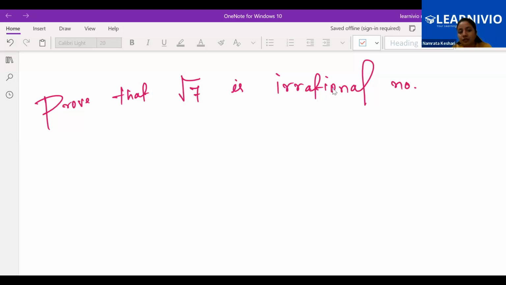Do it on pen, do it in your copy, take the snap, send it to me. What is the question? The question is this. Prove that root 7 is irrational. I need to check whether everyone has understood the concept clearly or not. Then only we'll be able to move ahead and we will be discussing a few more concepts.